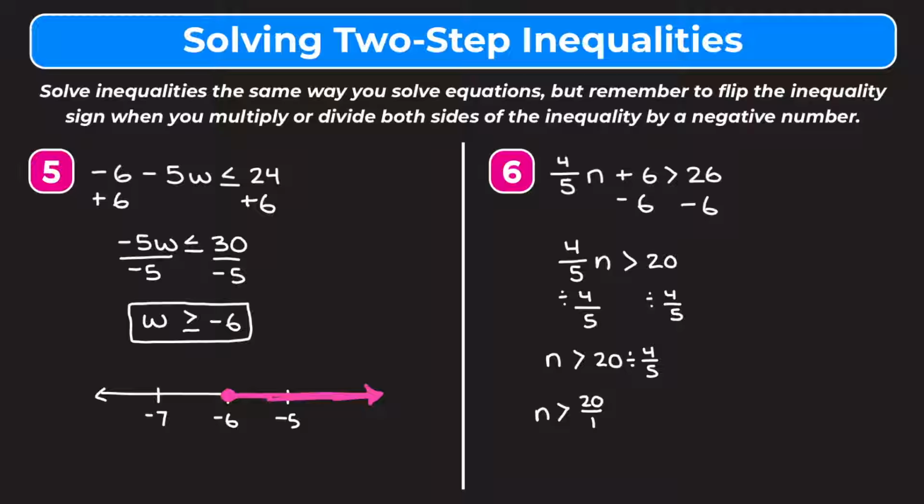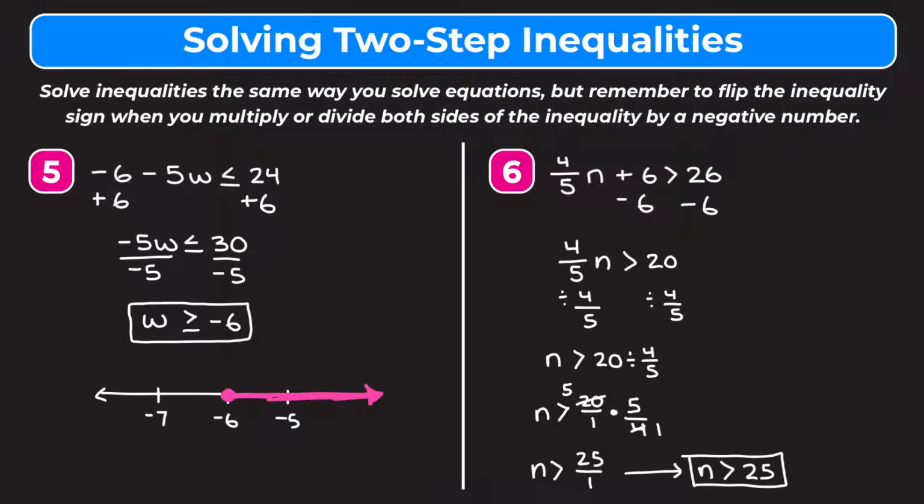So we keep 20 over 1 as it is, change division to multiplication, flip that second fraction to be 5 over 4, and now I'm going to cross reduce. I'm going to divide 20 and 4 by 4. 20 divided by 4 is 5. 4 divided by 4 is 1. Multiply straight across. 5 times 5 is 25. 1 times 1 is 1. And 25 over 1 is just 25. So we get that n is greater than 25.